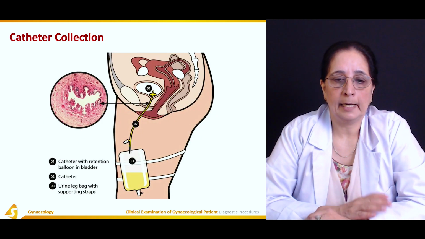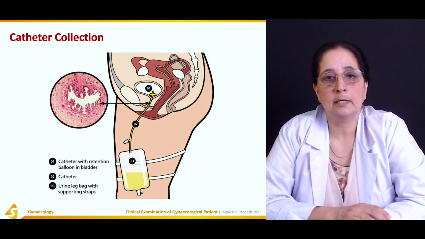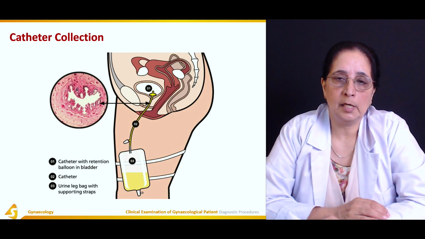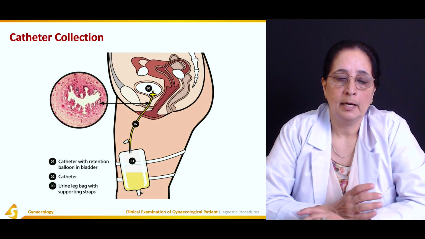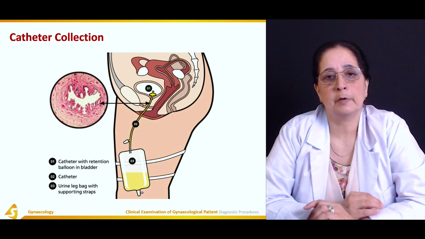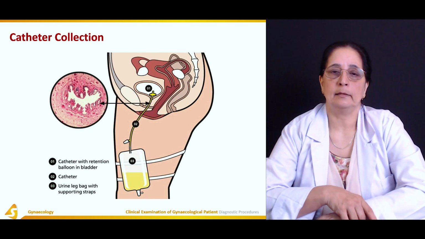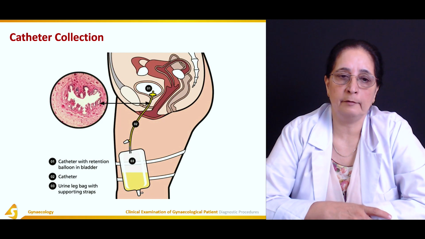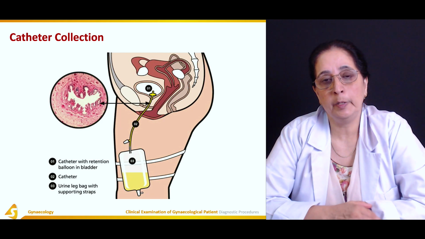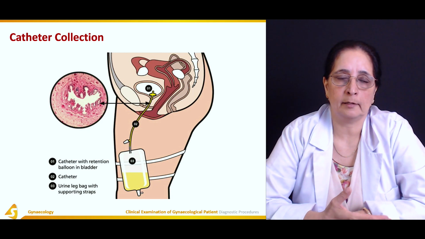In the catheter collection, usually the catheter is inserted inside the urinary bladder, and then whatever urine is collected in the urinary bag is transferred into the urine cup and sent to the lab for different tests. The urine collected by the catheter is usually used for very sterilized procedures like urine culture. Urine culture should be done on the urine collected by catheterization.